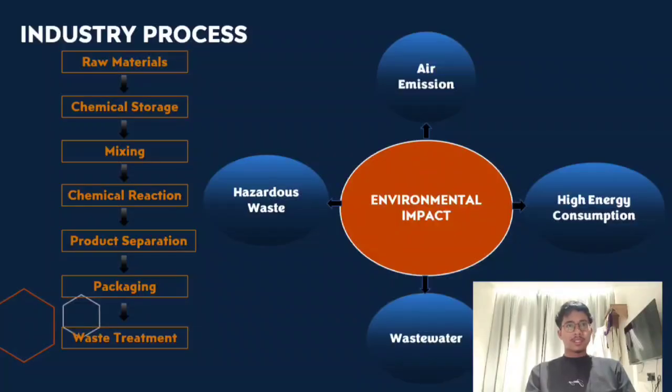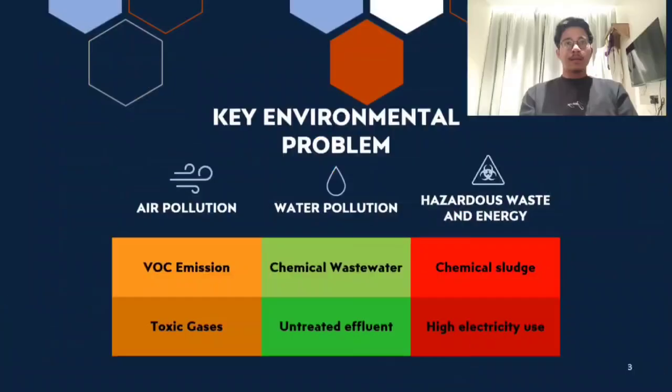Although this process is essential for producing many chemical products used in our daily lives, it also creates several environmental challenges. These include air emissions, chemical wastewater, hazardous waste generation, and high energy consumption. This environmental impact makes it necessary for industries to adopt modern technologies that can improve efficiency while reducing pollution and supporting sustainable manufacturing. Based on my analysis, the chemical manufacturing process creates three major environmental issues.